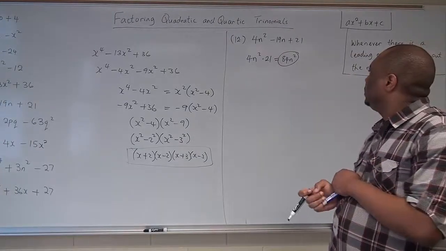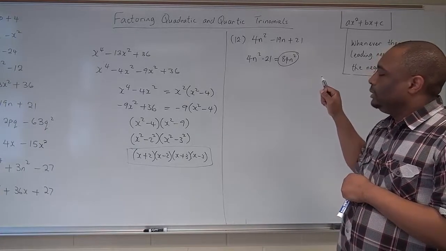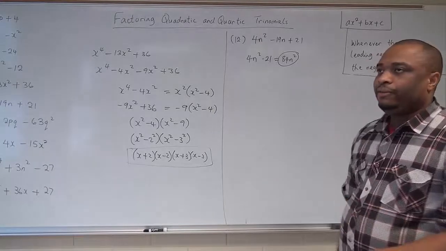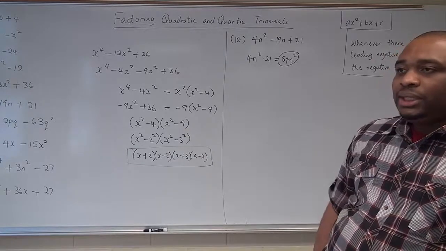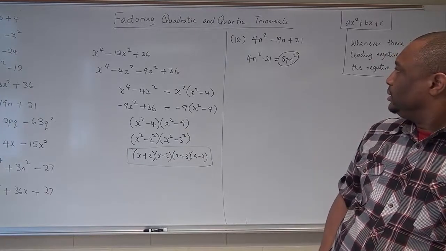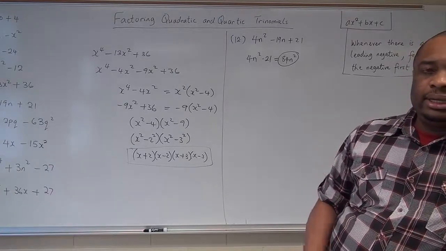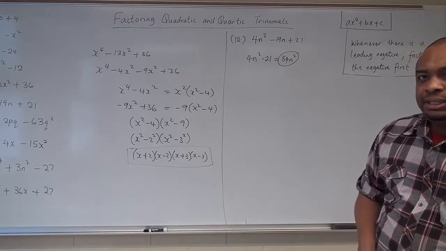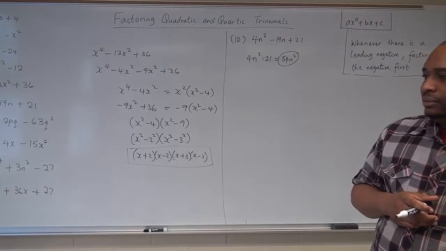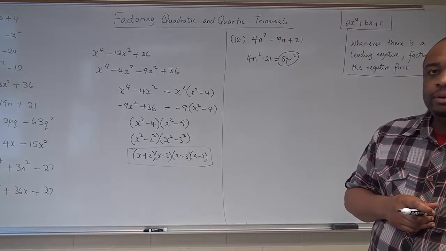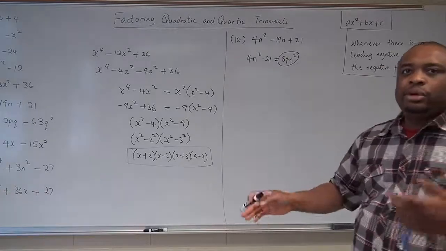6 and 14. 6 plus 14 is 20. That won't work. Negative 6 and negative 14, negative 20, will not work. 7 and 12 will not work. 7 plus 12 is 19. But negative 7, negative 12 will work.